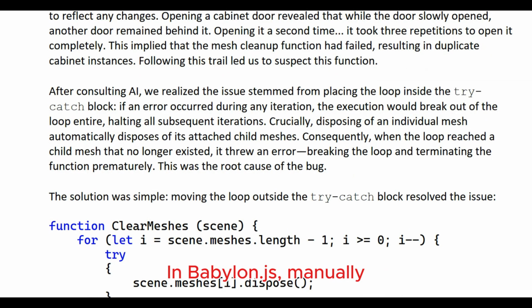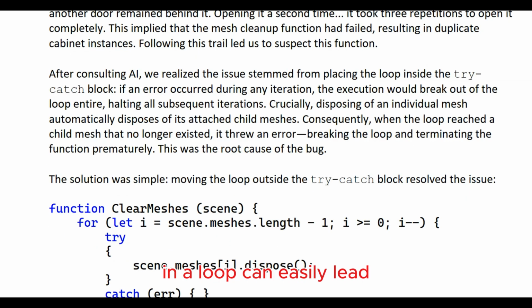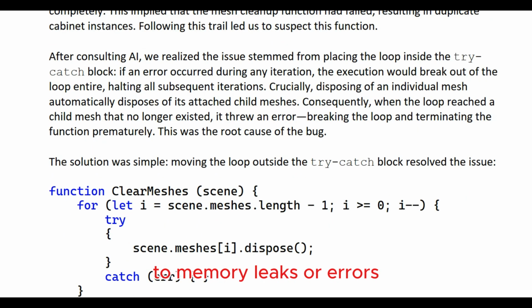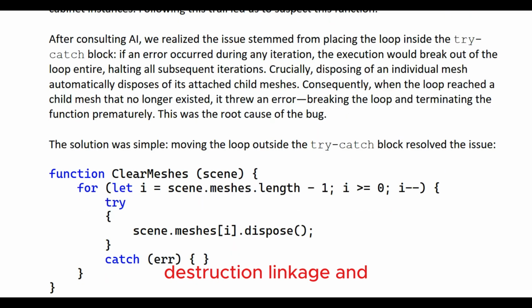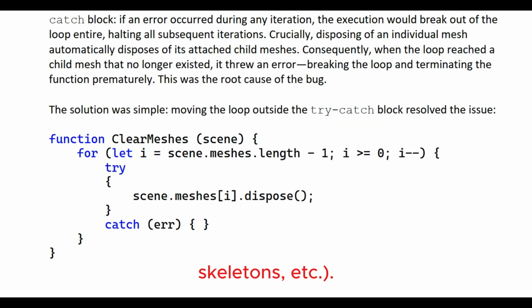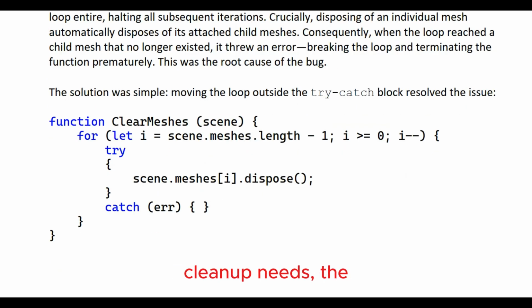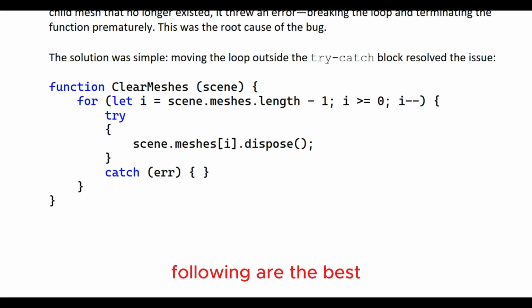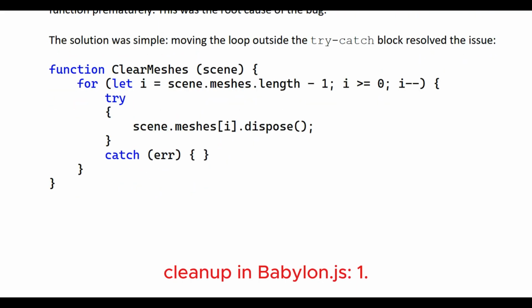In Babylon.js, manually calling mesh.dispose in a loop can easily lead to memory leaks or errors due to parent-child destruction linkage and residual resources: materials, textures, skeletons, etc. For different levels of cleanup needs, the following are the best practices for memory cleanup in Babylon.js.